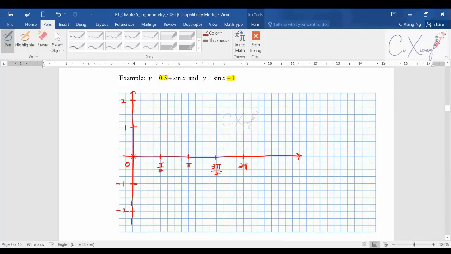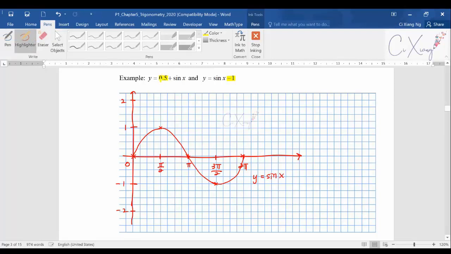So the red color will be the original graph. In the exam, of course, you don't need to sketch the original graph. But here I just want you to be able to compare the graph that you have, and also after you translate it. So this is my original graph for y equals sine x. The red color is y equals sine x.